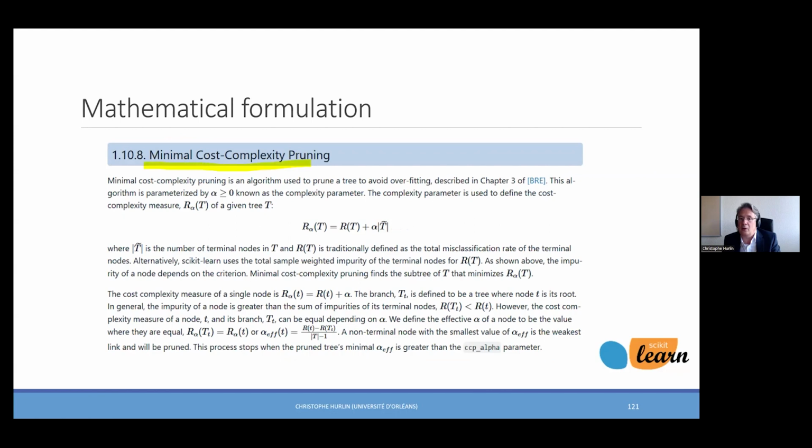There is also information about the minimal cost complexity pruning. I used exactly the same notation just to facilitate your interpretation. The minimal cost complexity pruning is an algorithm used to prune a tree to avoid overfitting. This algorithm is parameterized by alpha, known as a complexity parameter. Alpha is not comprised between 0 and 1. It's just a positive parameter. There is no constraint on the higher value of alpha. And RT is a conditional, and then you have what I defined before.